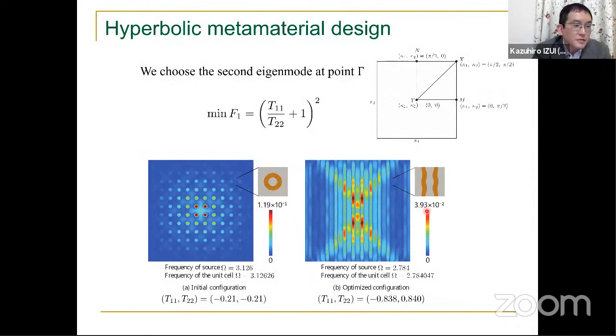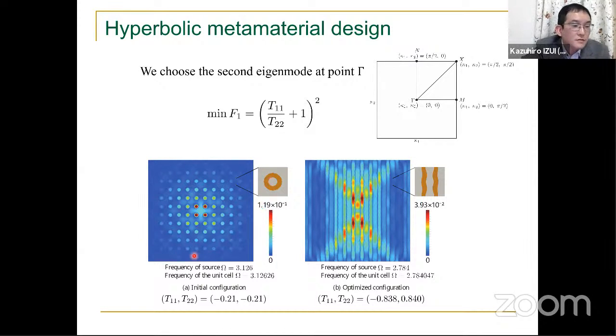And let me show some example of the proposed method. In the first example, case A objective function is used. Left-hand side figure shows the initial configuration for optimization. And this is the initial unit cell structure. And gray area indicates the air domain. And brown structure represents the dielectric material.